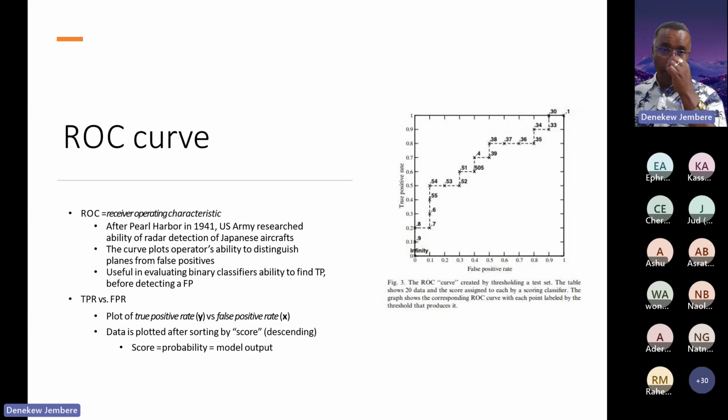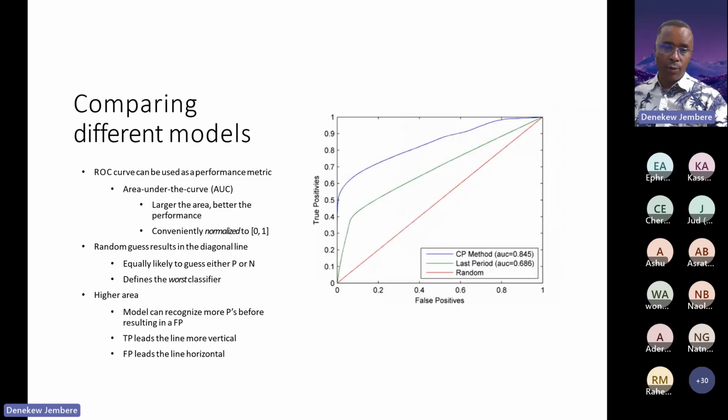And the ROC curve, the receiver operating characteristic, we finally covered, and what the area under the ROC curve means. The larger the area, the higher the performance of the model. That is, the larger the area, the better the performance of the model.